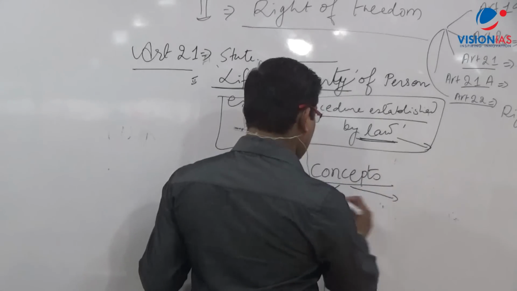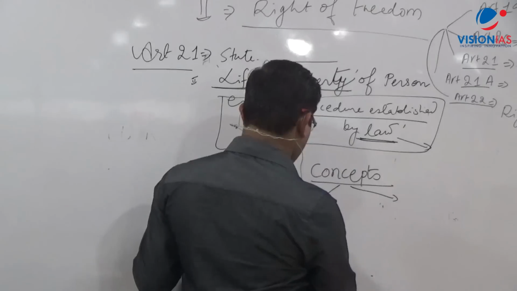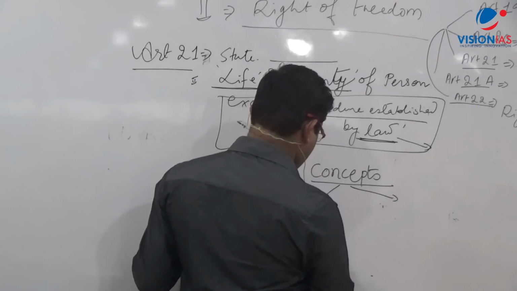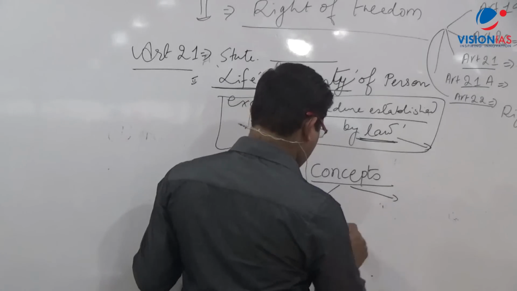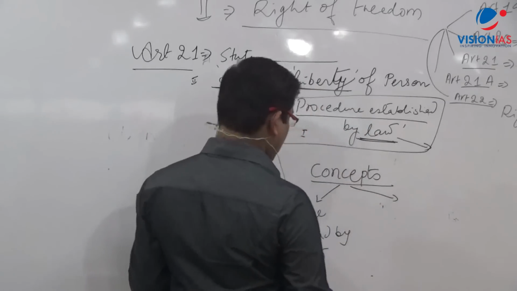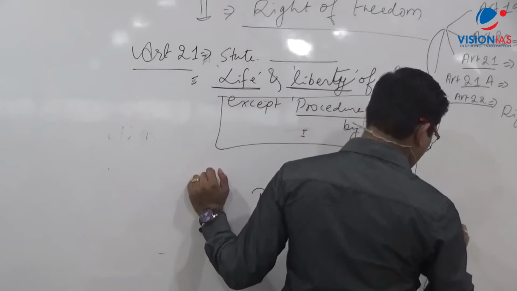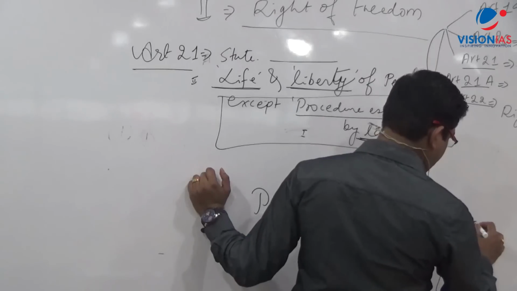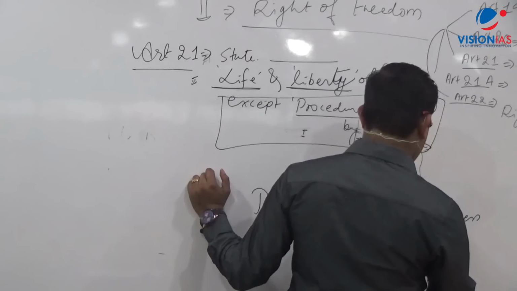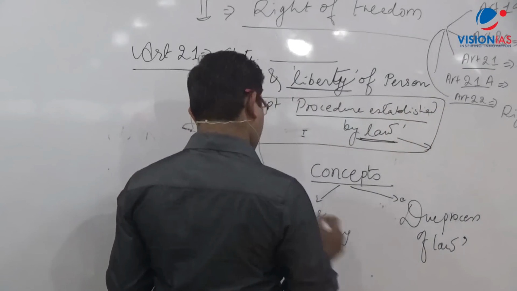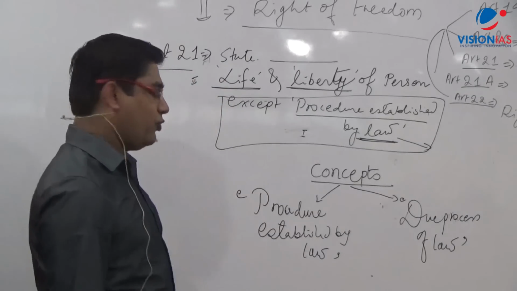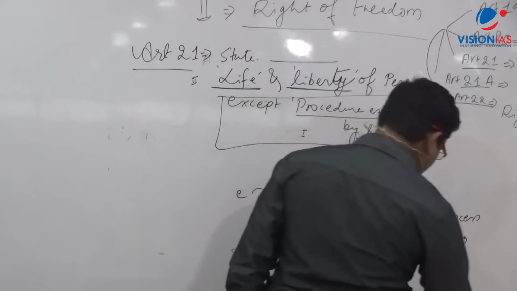One is the procedure established by law, something like what has been mentioned here. And there is the due process of law. These two terms have different connotations. Procedure established by law is different from due process of law. Now, what is the meaning of this and this?